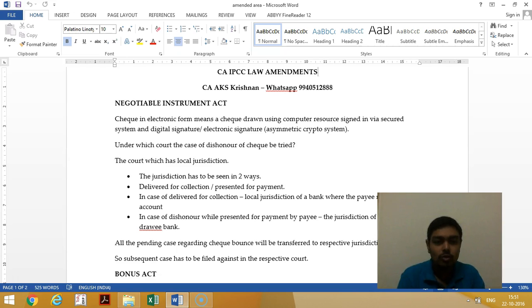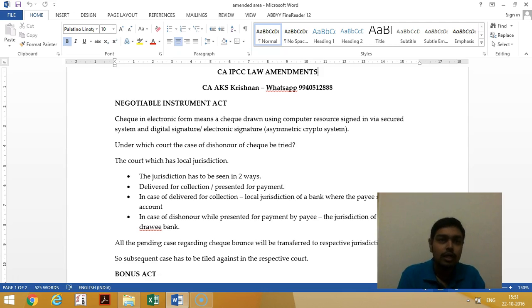So what is an electronic cheque? A cheque which is drawn by using a computer resource, and which is signed by a secure system called a digital signature or electronic signature. And what technology will they use? Asymmetric crypto system. This is the technology they will be using for this digital signature.